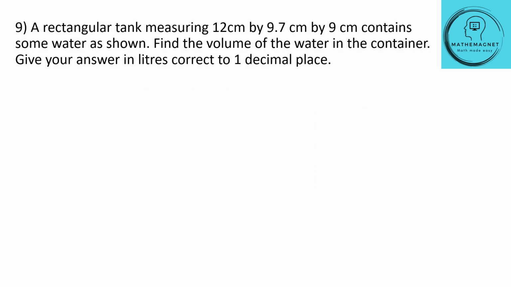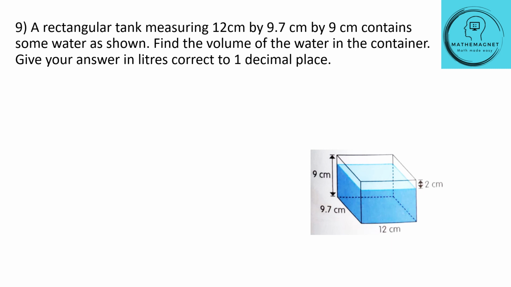Question number 9. A rectangular tank measuring 12 centimeter by 9.7 centimeter by 9 centimeter contains some water as shown. Find the volume of the water in the container. Give your answer in liters correct to 1 decimal place. So over here, this is the rectangular tank and they've given us the edge measurements. It contains some water as shown. Find the volume of water in the container is what they are saying.